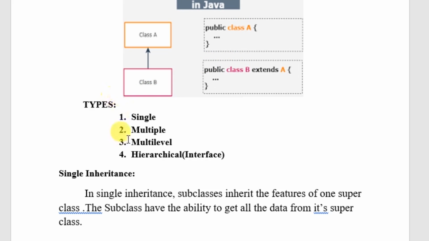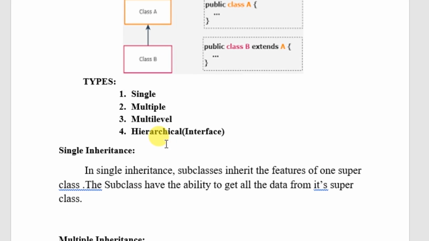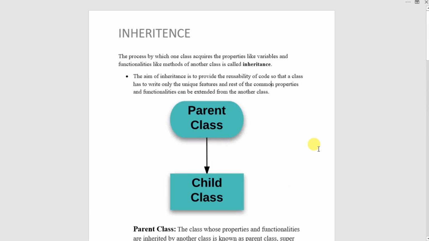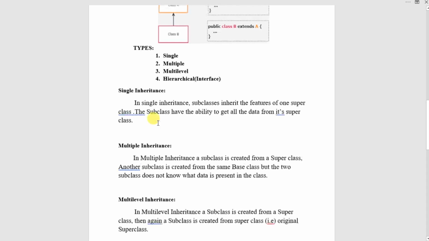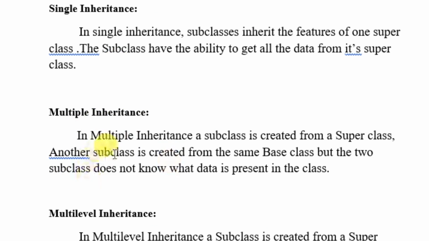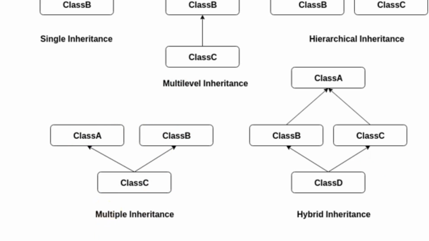There are four types of inheritance: single, multiple, multi-level and hierarchical. We are going to start with single inheritance. When class B is extended from class A, this is called single inheritance. The next type of inheritance is called multiple inheritance. In multiple inheritance, a subclass is created from a superclass and another subclass is created from the same base class, but the two subclasses do not know what data is present in the other class.